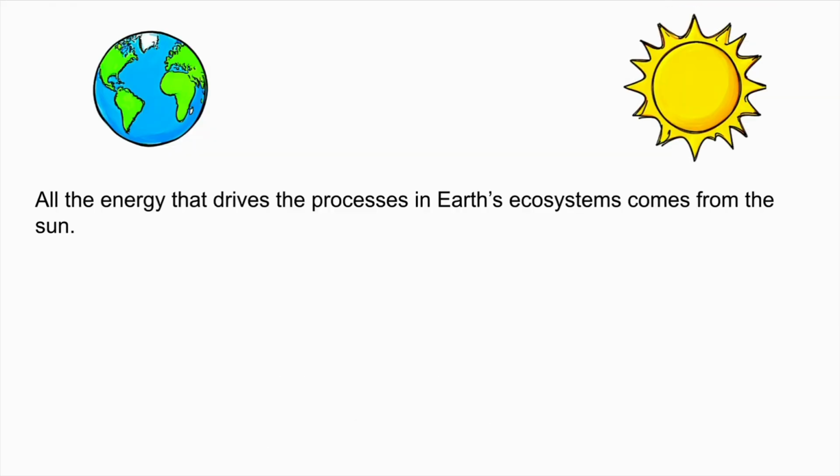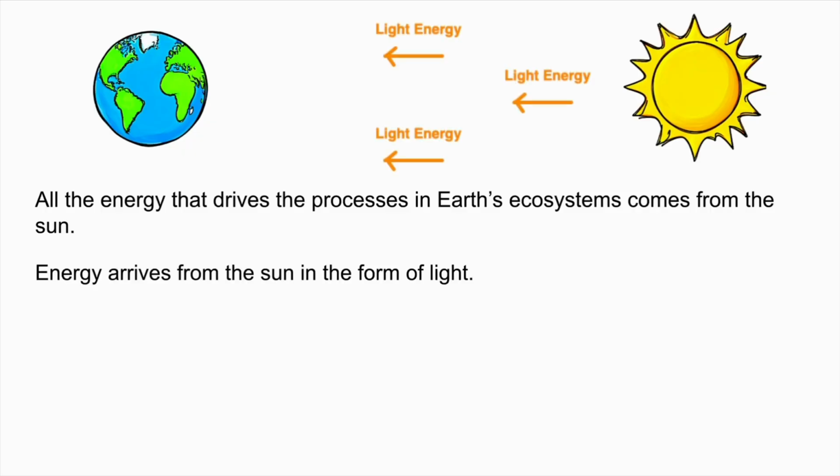So we'll start with this. All the energy that drives the processes on Earth basically comes to us from the sun. The only exception is plate tectonics, but everything else comes to us from the sun. Let's see how that works. Basically, energy leaves the sun in the form of light energy, travels through space, and arrives at Earth in the form of light.